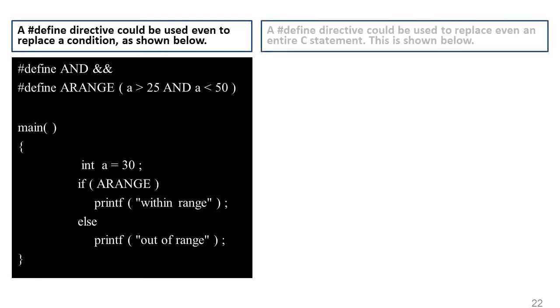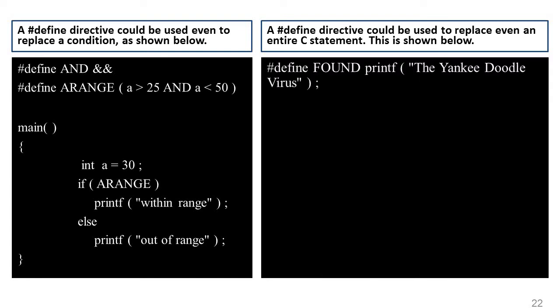Now let's see another example where the preprocessor directive can be used to replace an entire C statement. In the previous examples we first replaced a value, then a condition, and now we are replacing an entire C statement. So, hash define, and the directive name is FOUND, and this represents a printf, within the parentheses there is just a statement.